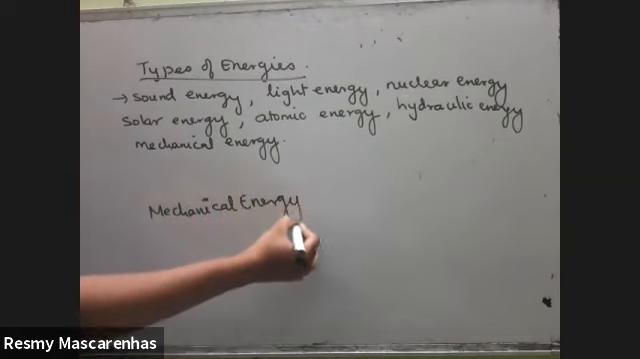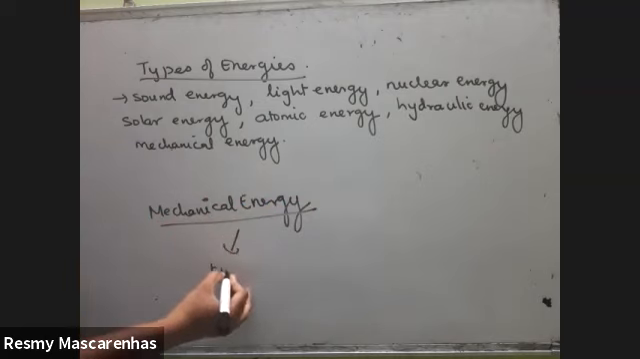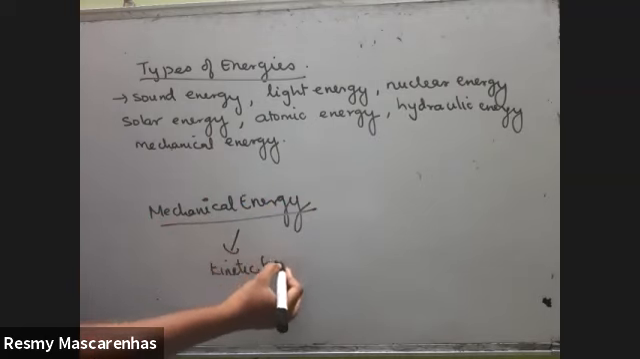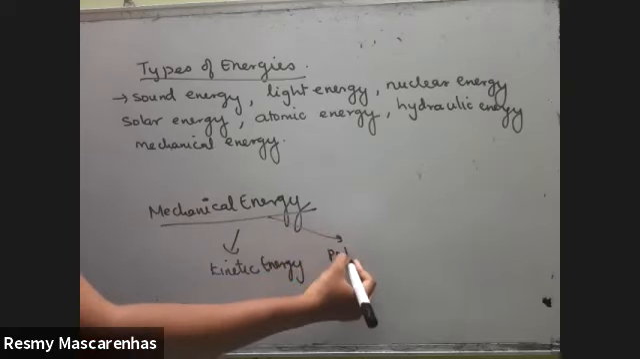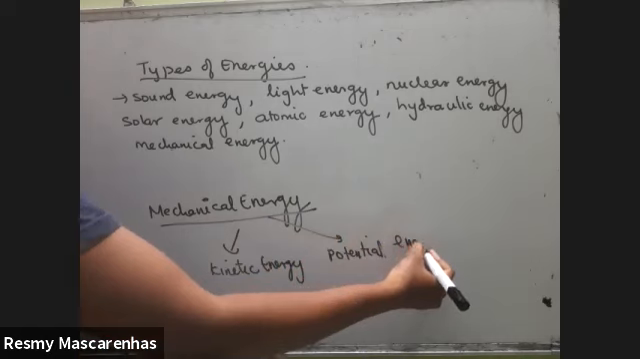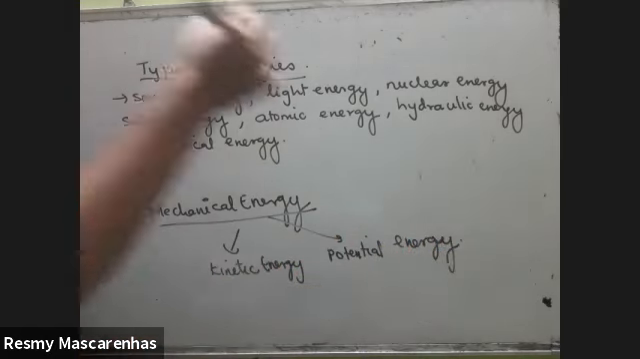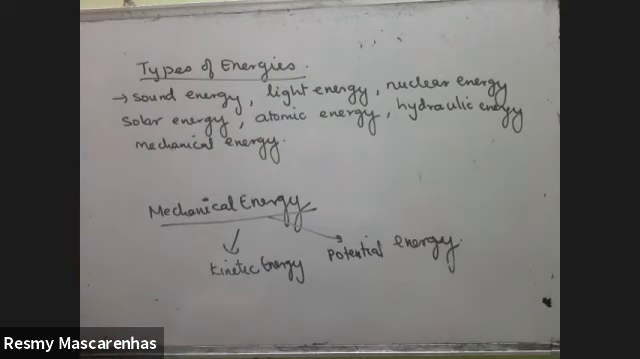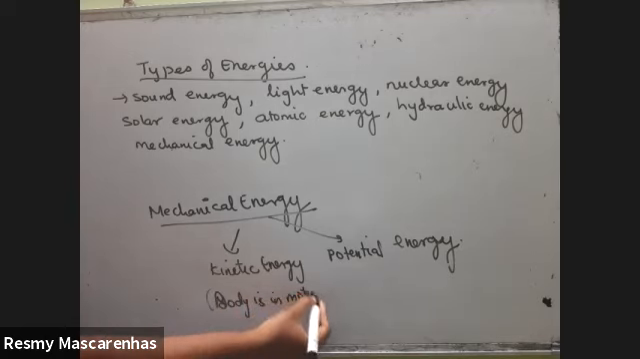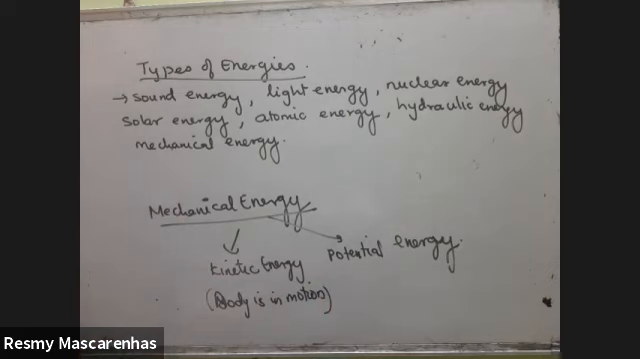The two types of mechanical energy are kinetic energy and potential energy. The important thing to know is, I'll be explaining in detail, but just to remember the difference between potential and kinetic: kinetic energy comes into picture only when the body is in motion. It has to move. If it is at rest, your kinetic energy will be zero.